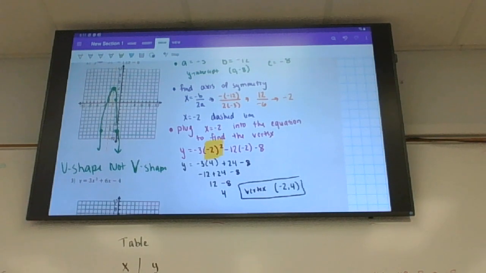Guys, we're going to be doing this for 3 days, 4 days. This is like your last test. It's going to be on this. So don't sleep on it today. It's not going away. We're going to keep doing it.